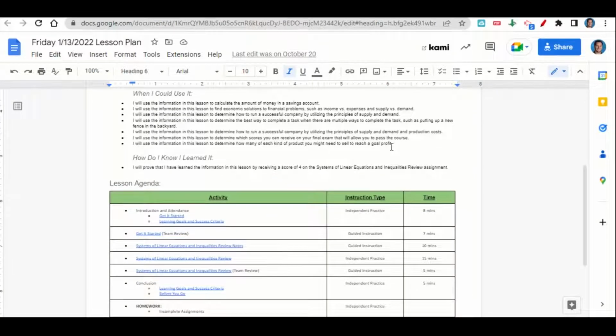Now let's take a look at our agenda for today. We will begin by going over our learning goals and success criteria. While we do that, you'll fill out your Get It Started. Once you've completed your Get It Started, we'll go over it together and answer any questions that you may have.